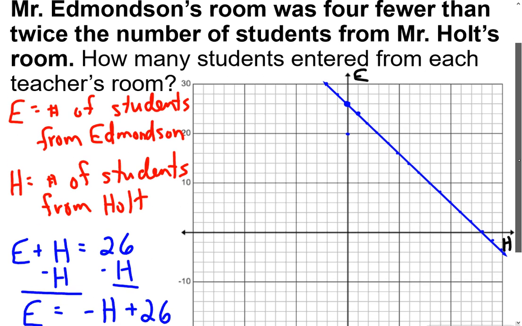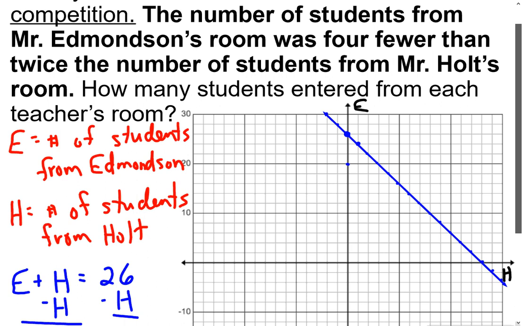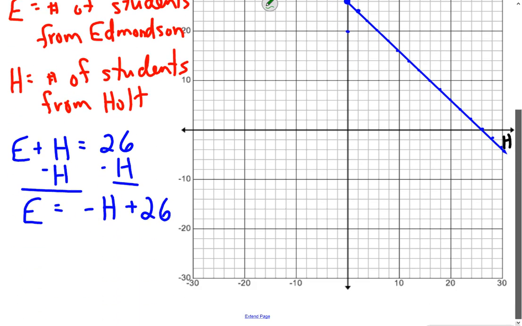Now I've got to look at the other one, which is the bold. So now I have: the number of students from Mr. Edmondson's room was 4 fewer than twice the number of students from Mr. Holt's room. This one gets a little bit more in depth. So when I look at it, I go, number of students from Mr. Edmondson's room. All right. So number of students from Mr. Edmondson's room, we said that that was E.